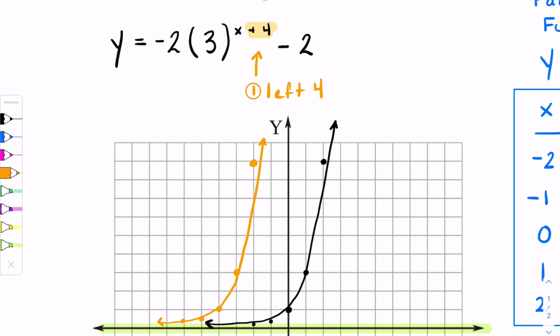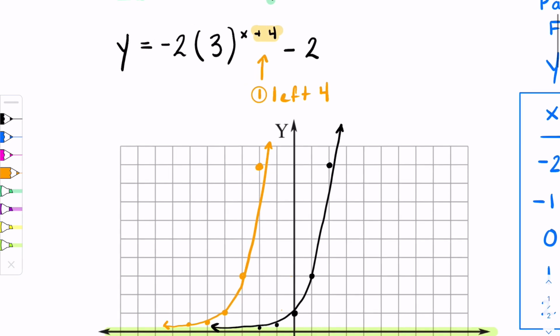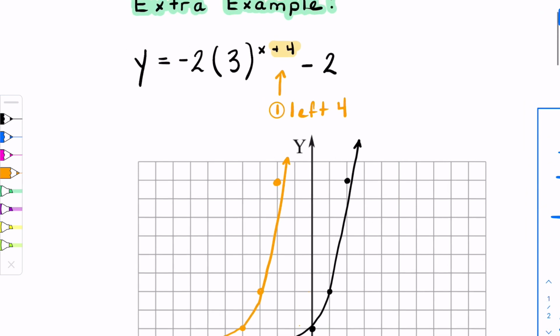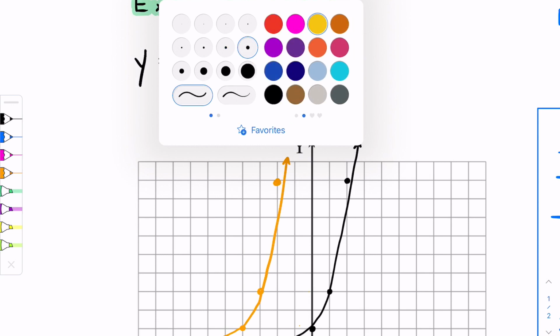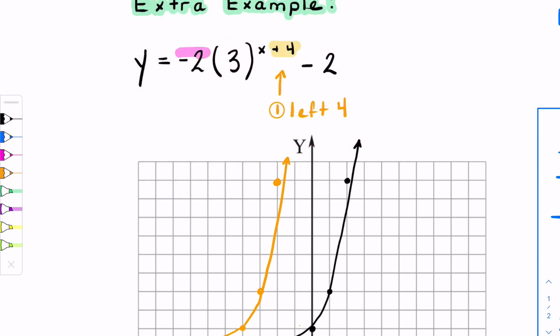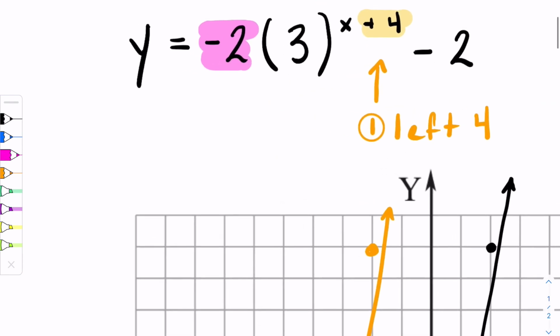After you shift the graph to the left 4, you need to look at your a value. So what's going on in the a category of the function? That would be right here. We have -2 as our a value. This actually tells us to do two different things. It doesn't matter which order you pick to do this in, but we have a reflection across the x-axis.